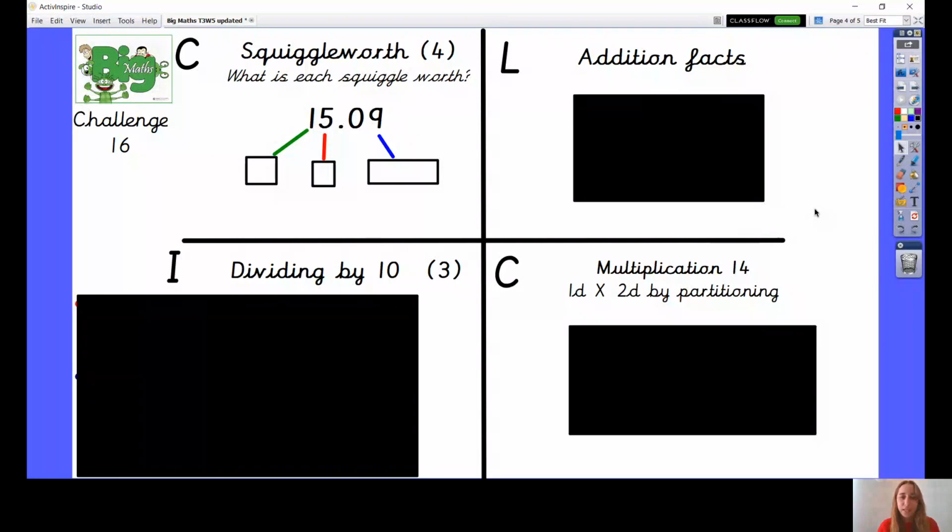You'll need your maths book and you'll need to write Big Maths and today's date. We're going to be practicing our CLIC skills that we've been working on over the last couple of days.